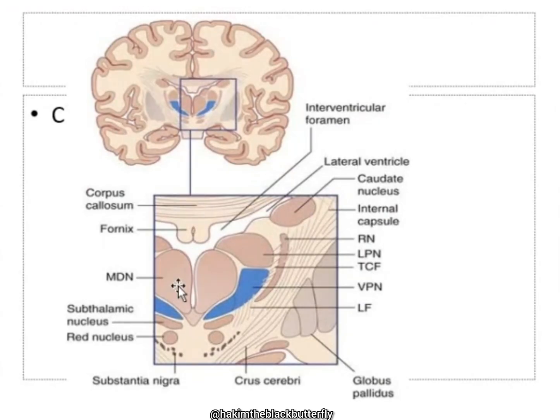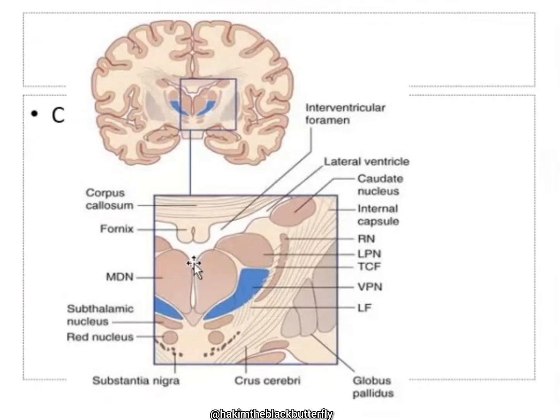So this is the thalamus on the right, and this is the thalamus on the left, this entire structure, and the space between them is the third ventricle.